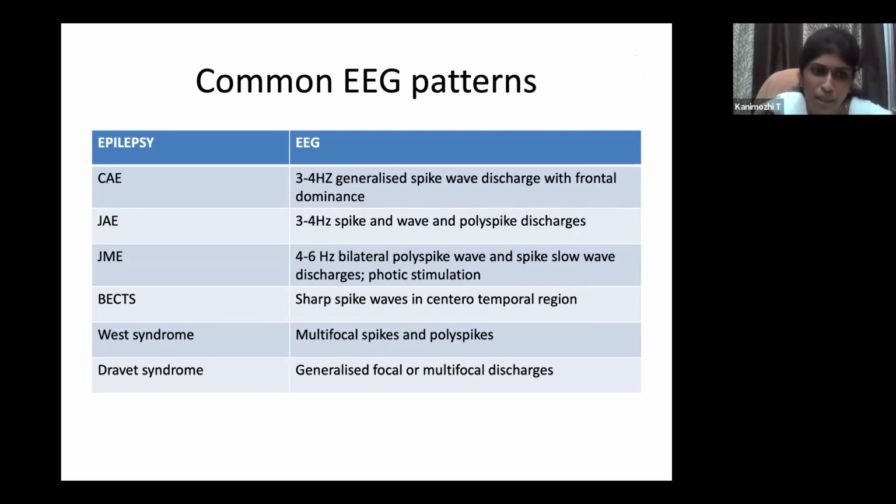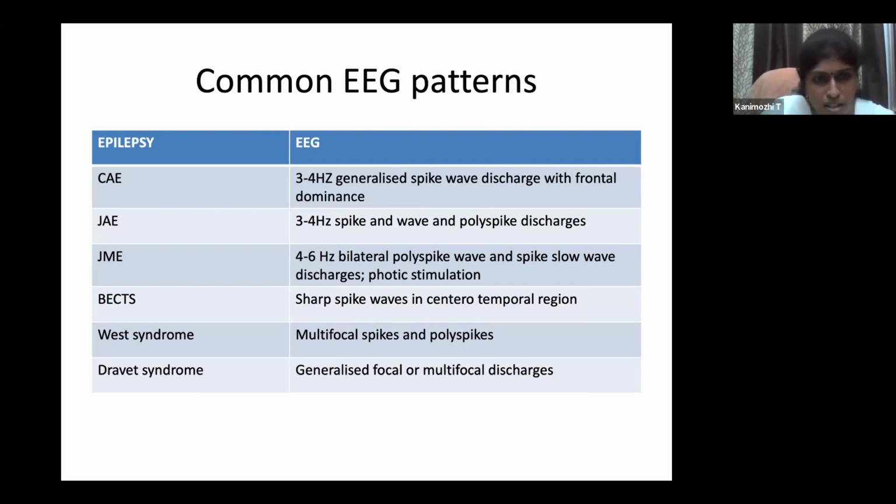So, common EEG patterns. Of course, we are not great at interpreting the EEG. We always take the help of neurologists. But when we take an EEG, we have to see two things. One is the background abnormalities that are there, and the next is the epileptiform patterns. Interictal epileptiform patterns are very, very important to make a diagnosis. All the other non-specific EEG abnormalities may or may not help in making a diagnosis.